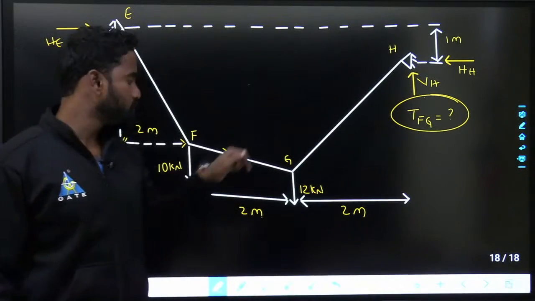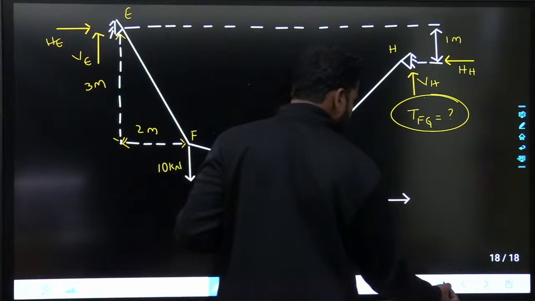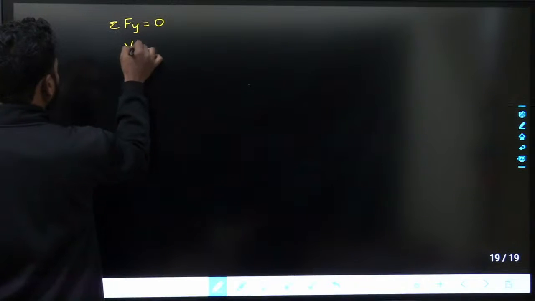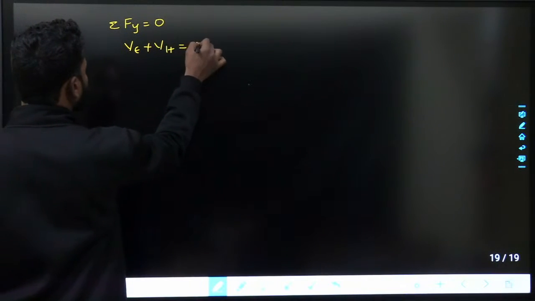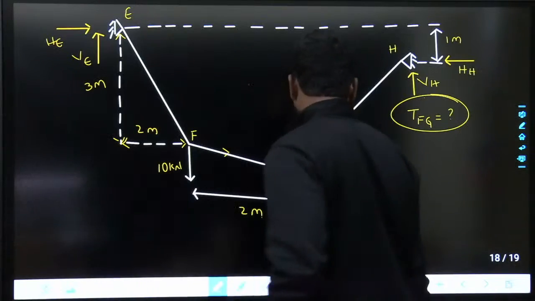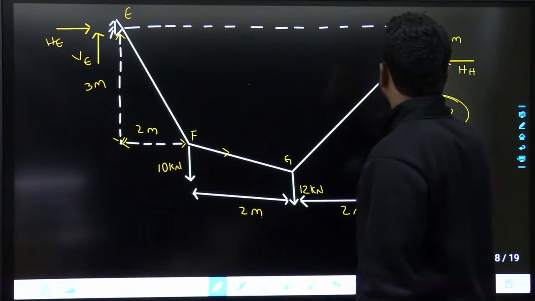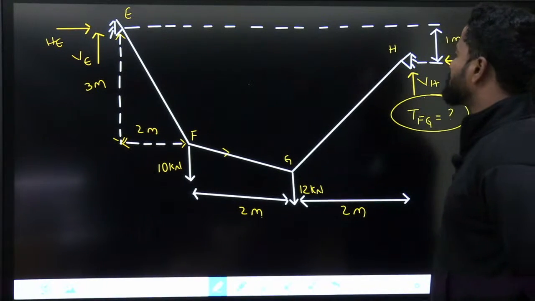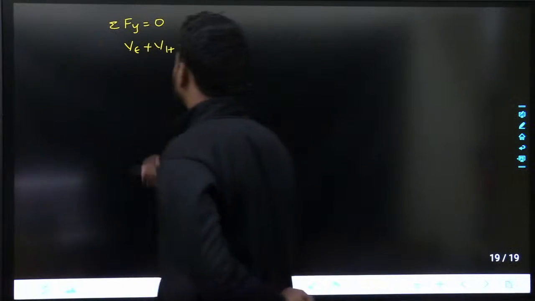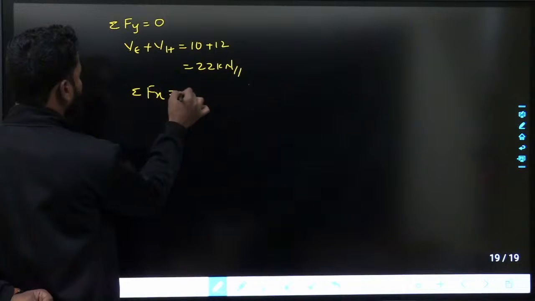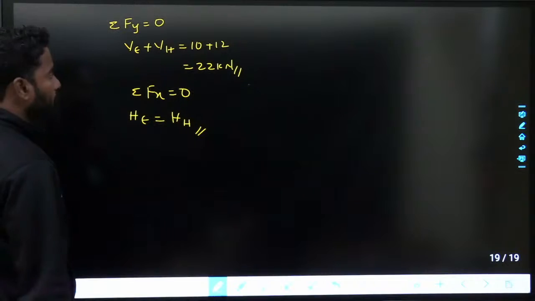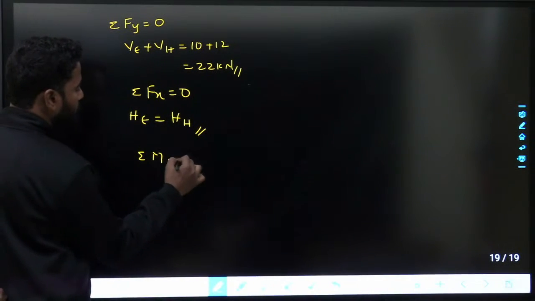If I take summation of forces in y direction equals to 0, I will get VE plus VH equals to 10 plus 12, that is 22 kilonewtons. If I take summation of forces in x direction equals to 0, HE equals to HH.